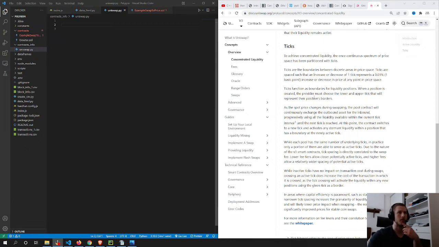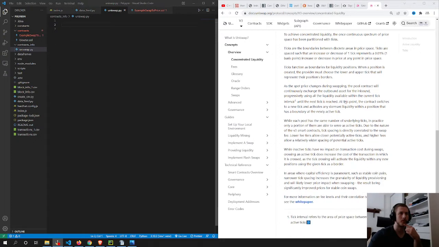Ticks function as boundaries for liquidity positions. When a position is created, the provider must choose a lower and upper tick that will represent their position's borders. As the spot price changes during swapping, the pool contract will continuously exchange the outbound assets for the inbound, progressively using all the liquidity available within the current tick interval until the next tick is reached. At this point, the contract switches to a new tick and activates any dormant liquidity within a position that has a boundary at the newly active tick.